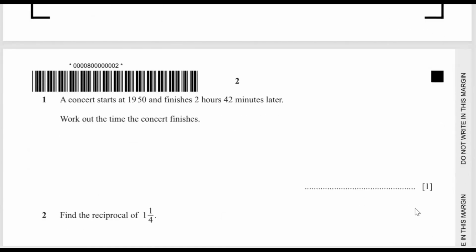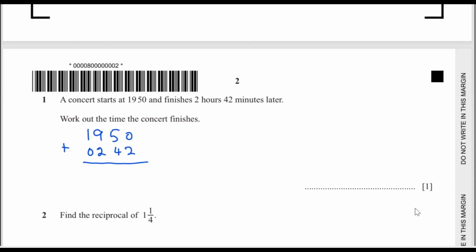So here, question number 1, we are told that a concert starts at 1950 and finishes 2 hours 42 minutes later. And we are required to work out the time the concert finishes. So what we do here is to take the start time, which is 1950. And so we are going to add 2 hours 42 minutes to this.